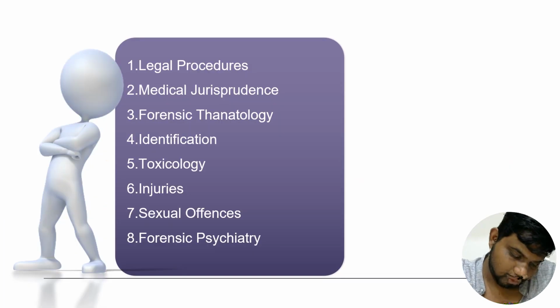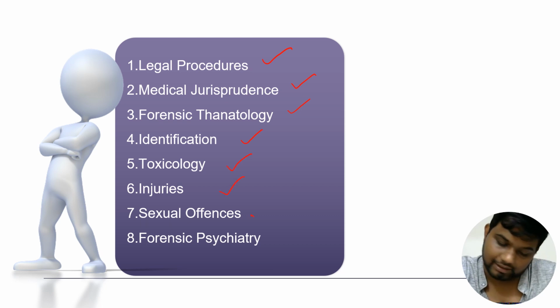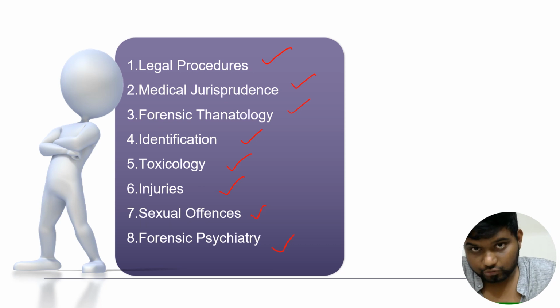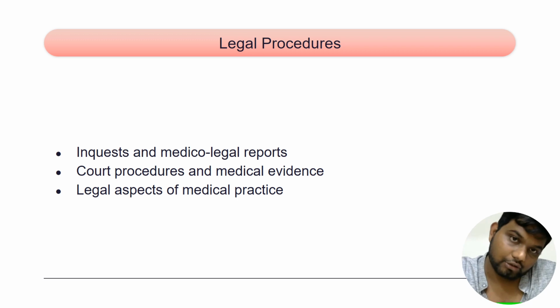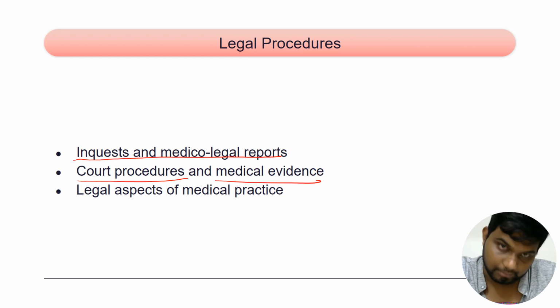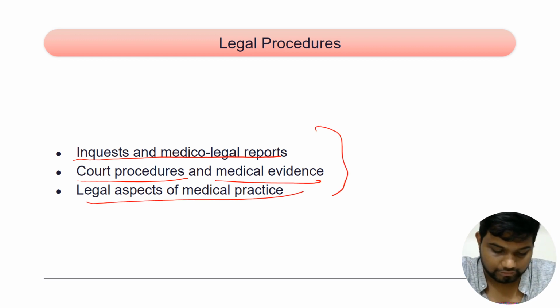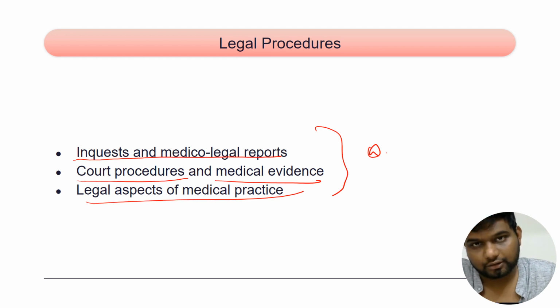We divide forensic medicine into 8 divisions: legal procedure, medical jurisprudence, forensic thanatology, identification, toxicology, injuries, sexual offense, and forensic psychiatry. Speaking about legal procedures, the first is inquest and medical-legal reports, and apart from that, court procedures, medical evidence, and the legal aspects of medical practice all come under this category, where you are expected to show thorough knowledge.